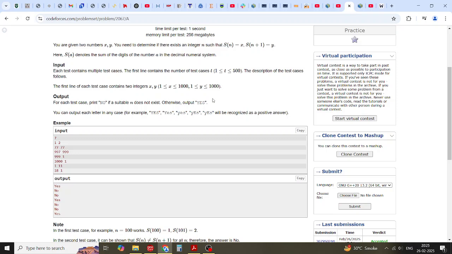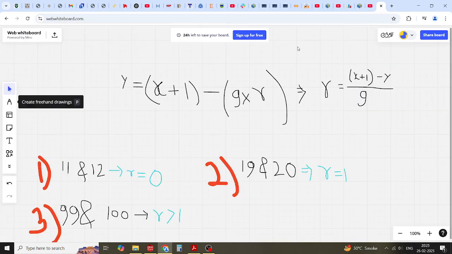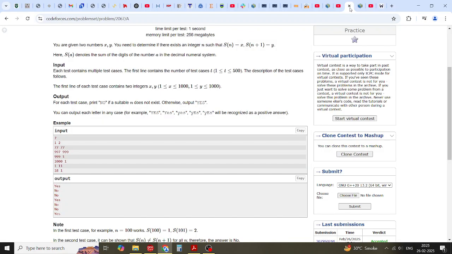If there is a number that exists, n and n plus 1, then you need to print yes, otherwise you need to print no. So this is the whole question, and if you do some mathematics and try to make an equation from these two parts, you will get an equation like this. So here this is y and this is x plus 1. If you see in the question, they have represented this as x and this one as y.